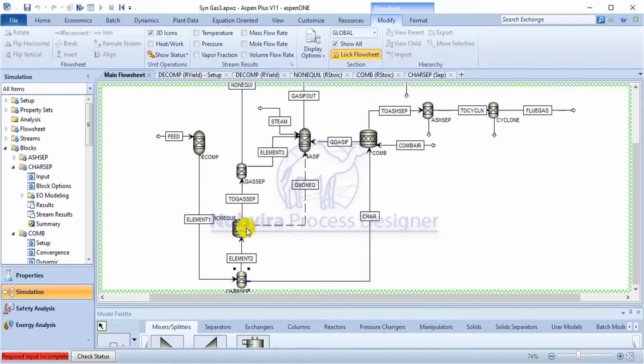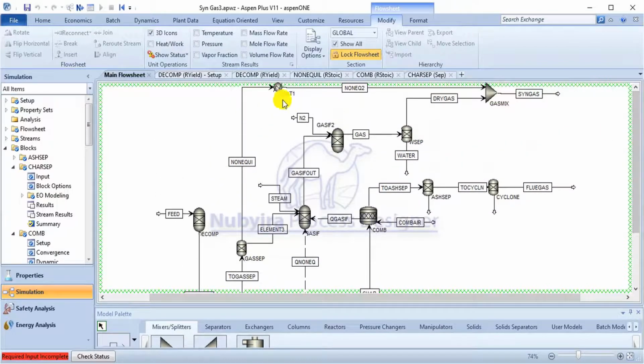So the heat of the non-equilibrium reaction is going to be transferred to the gases, and also the heat of combustion is going to be transferred to the gasifier. So we have a separator here to separate the non-equilibrium products so that it's not mixing with the gasifier. So we have the H2S and HCl going here. Then this heater is to cool it down to the temperature of the gasification, because we are going to be changing the gasification temperature.